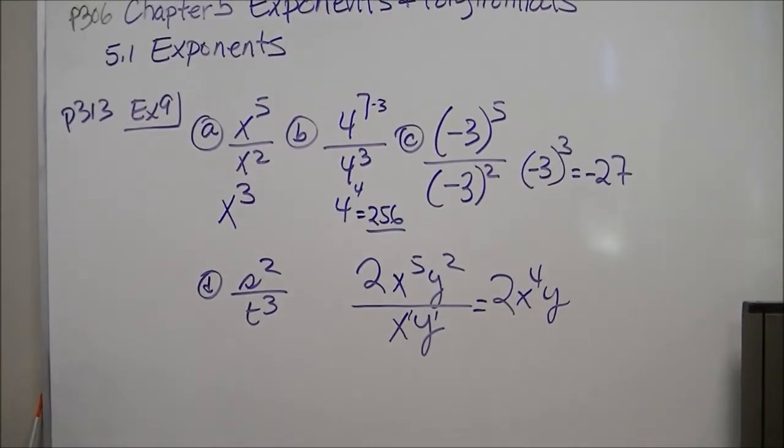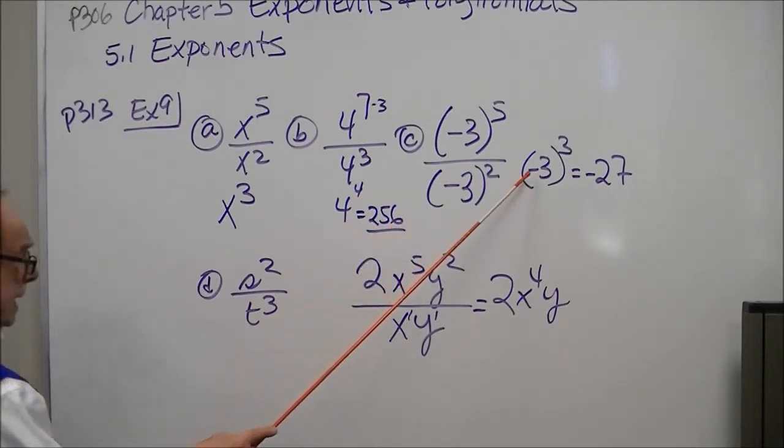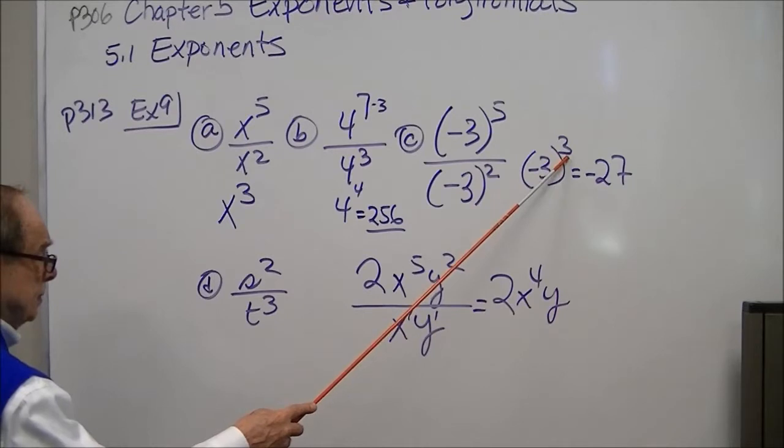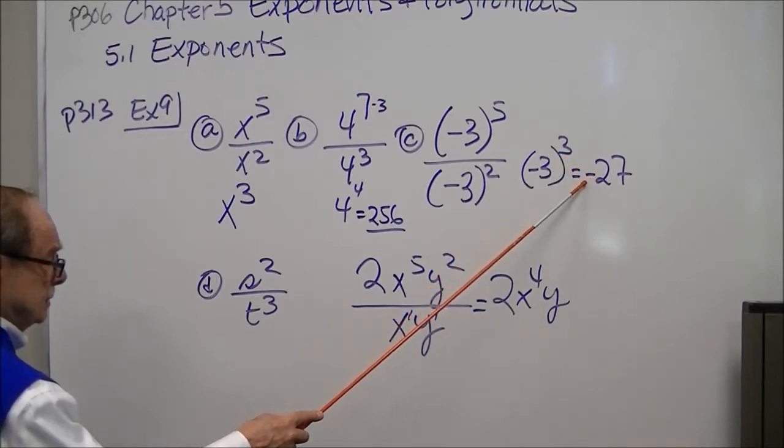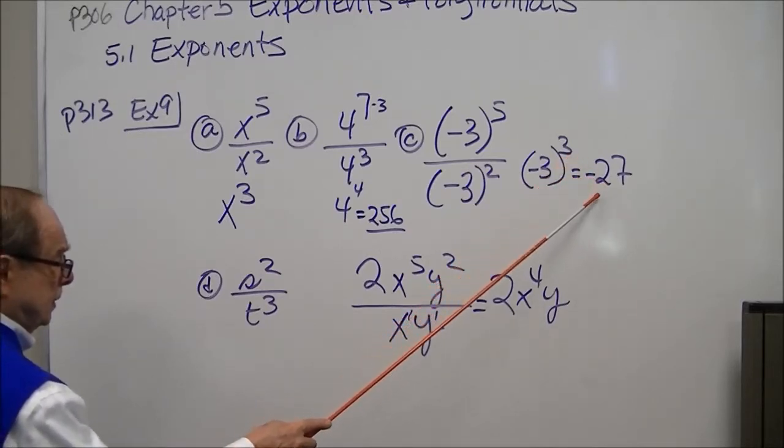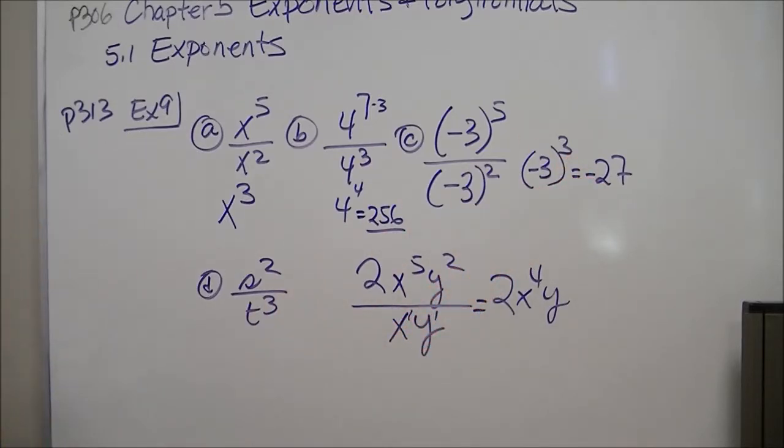Looking at the text, I see they wanted us to actually simplify this. So 4 to the 4th power is 256. And a negative 3 raised to the 3rd power, remember it's going to be a negative because it's an odd power that it's being raised to, so there's negative. And 3 to the 3rd is 27.